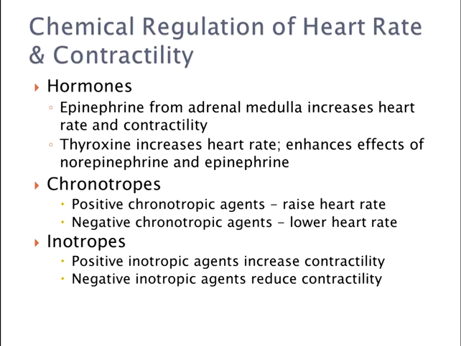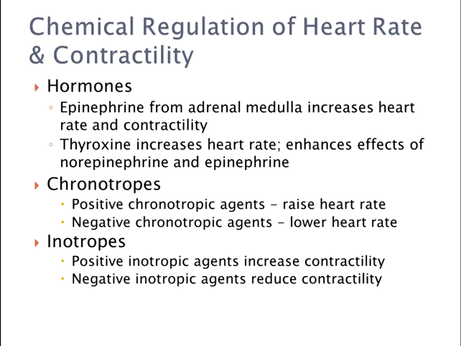Negative chronotropic agents will actually lower the heart rate. So negative chronotropic agents include the parasympathetics. Acetylcholine would be a good example of lowering the heart rate. Inotropes, we already talked about these. Inotropes are the things that affect contractility, or the strength of contraction. So positive inotropic agents will increase contractility, while the negative inotropic agents will reduce contractility.